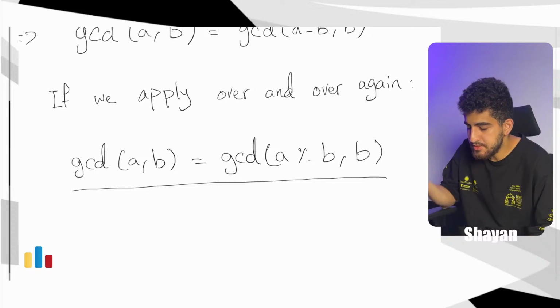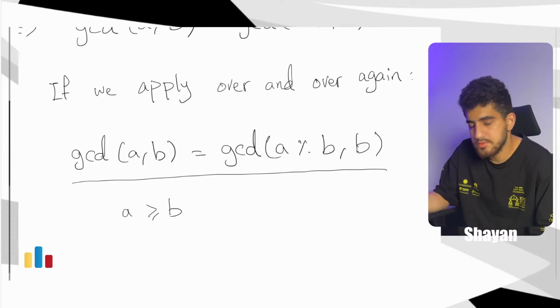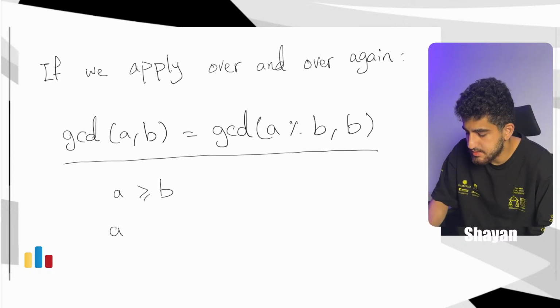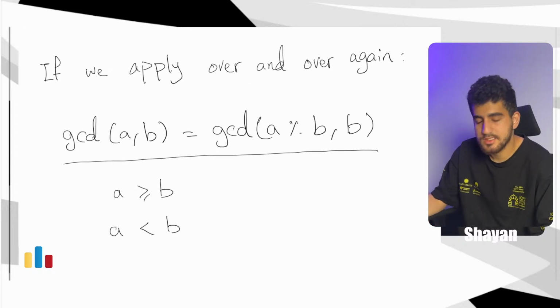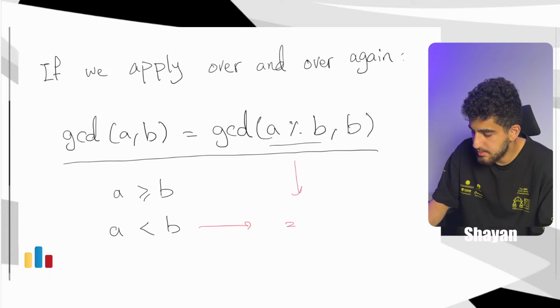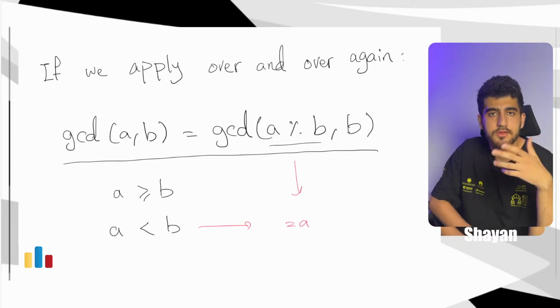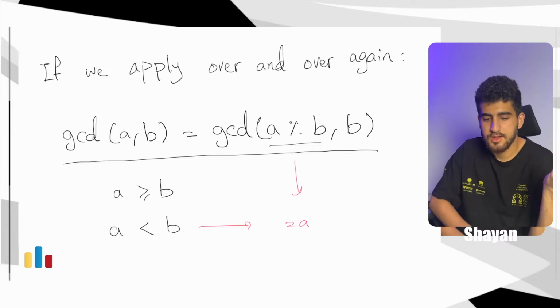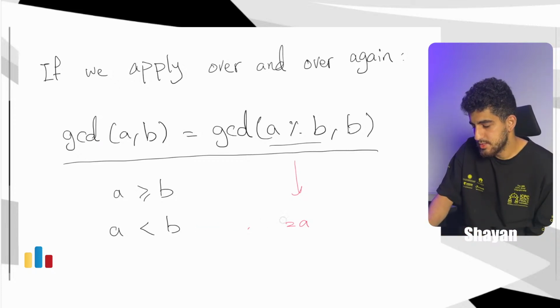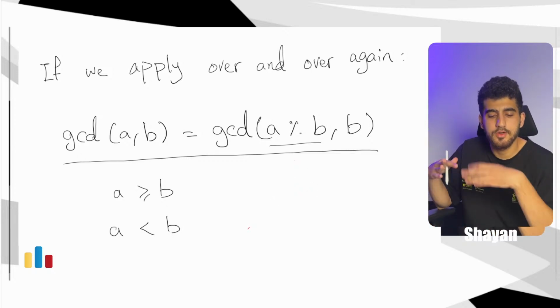And the point is that we don't even need to assume that A is greater than or equal to B. Even if A is less than B, it works. Because if A is less than B, A modulo B is going to be equal to A. So we're just saying that GCD of A and B is equal to GCD of A and B. So it works for any case, if A is greater than or equal to B, or A is less than B.